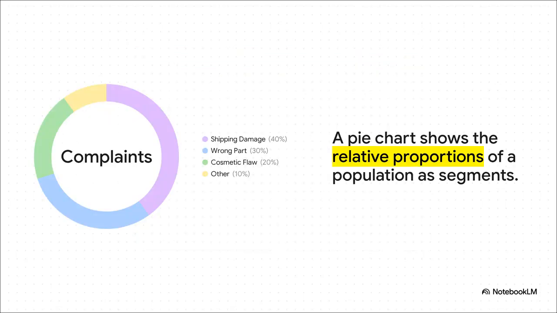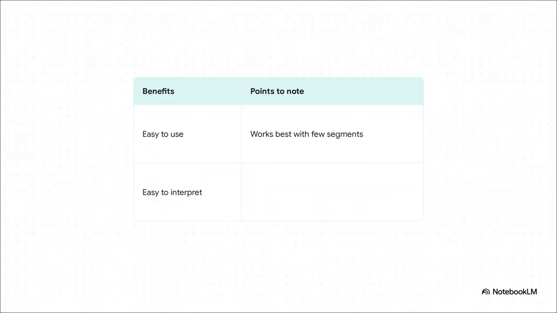Okay, next up, how do you show the main reasons for customer complaints in just one simple graphic? Well, that's where the classic pie chart comes in. It is absolutely perfect for showing proportions, so you can instantly see which slice of the pie is causing the biggest headache. Its real strength is its simplicity. It's so easy to present and for anyone to understand.